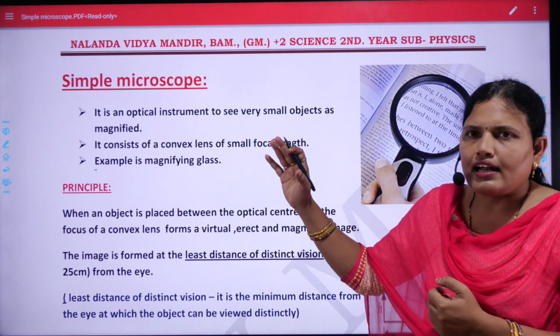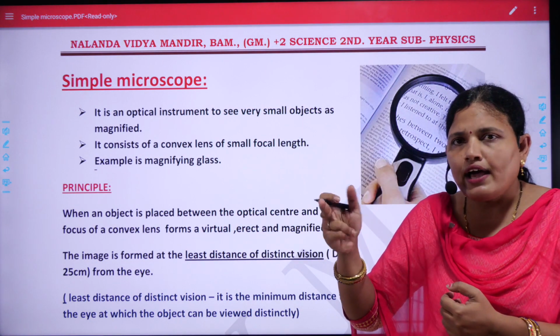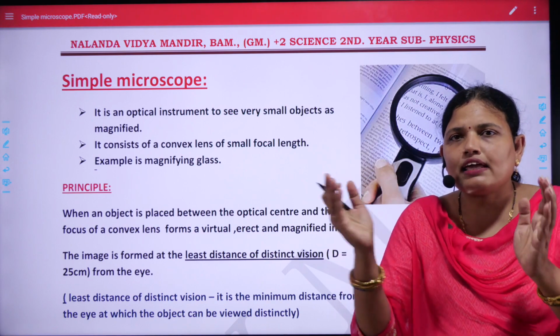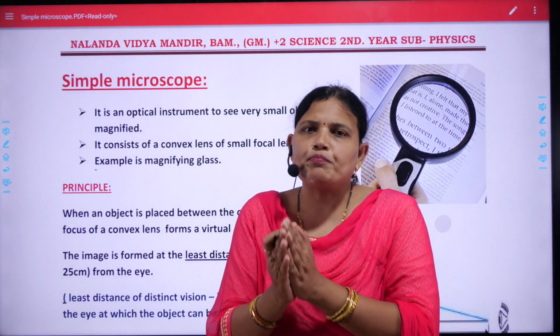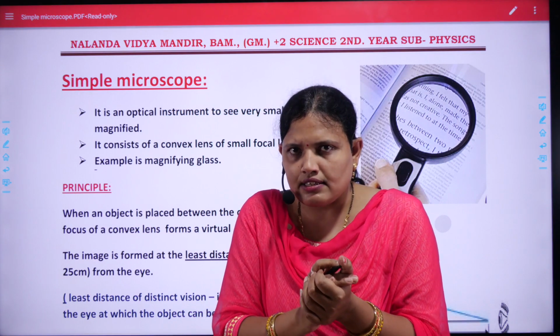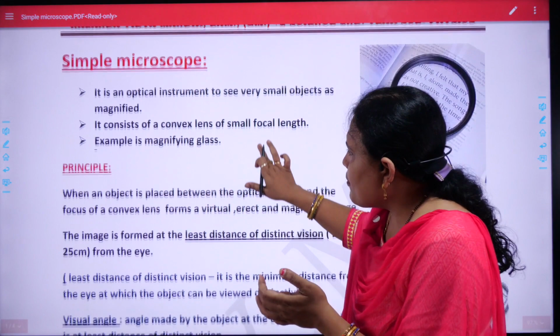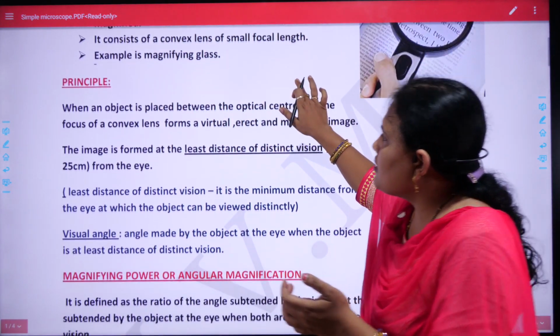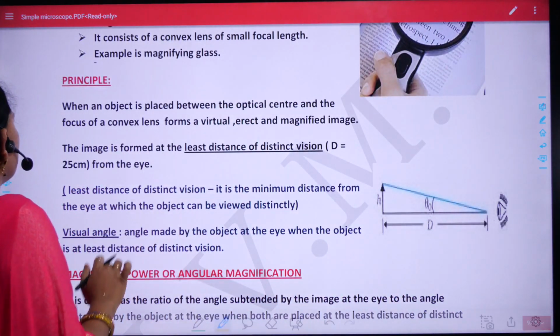So what is the target? We have to magnify the size of the image by keeping the object in a proper position. We have already discussed the position while studying the lens. Then see upon what principle the simple microscope works.